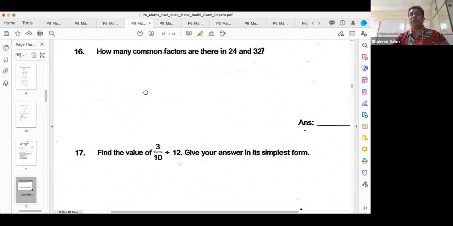Okay, come. Here we go. All right, 20. This is easy, 16, 17. If you get it wrong, that means you're careless lah. How many common factors are there? See, what are factors? Don't ask me that. Numbers that 24 and 32 can divide by. What are the same numbers?